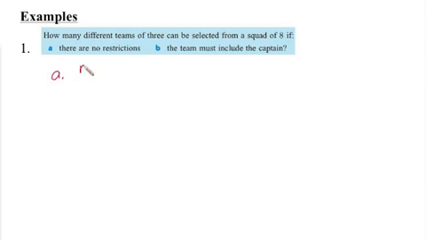I need to know what n is. N is 8, and r is 3. So I can write the appropriate notation, and then the equation. 8 factorial over 3 factorial times 8 minus 3 factorial, which is going to be 5 factorial.